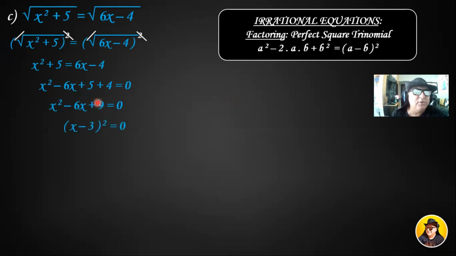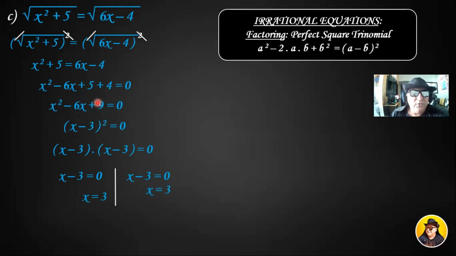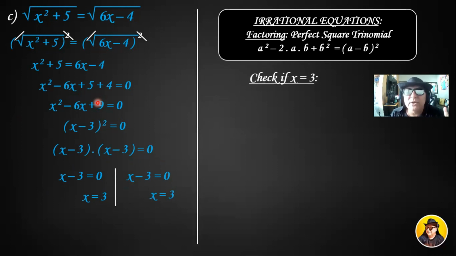So (x - 3)² is 0. And also, we can split them up this way. So x - 3 times x - 3 is 0. And split them up this way, we have x - 3 is 0 and x - 3 is 0. So x is 3 and also x is 3. So the answer is supposed to be 3, but we have to check. All right? So check if x is 3.